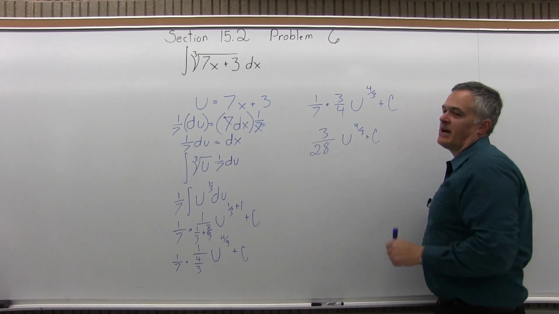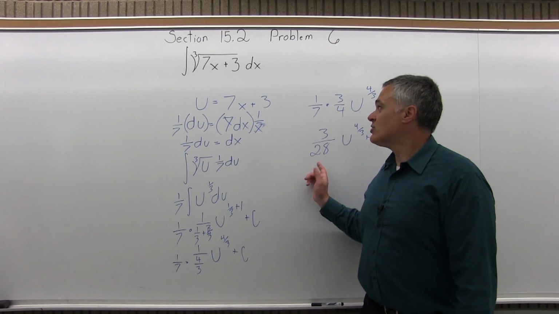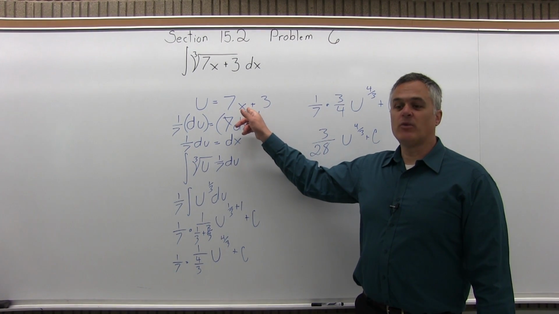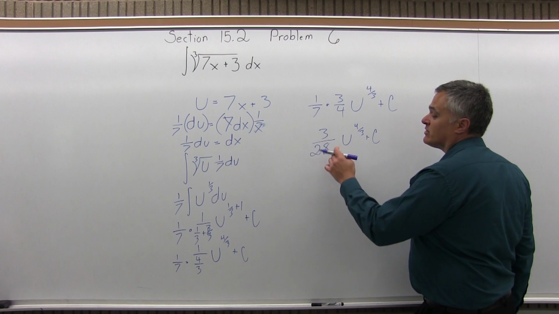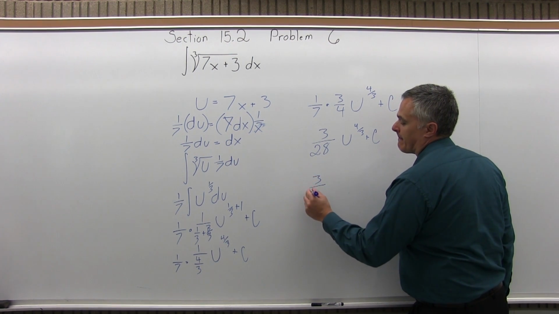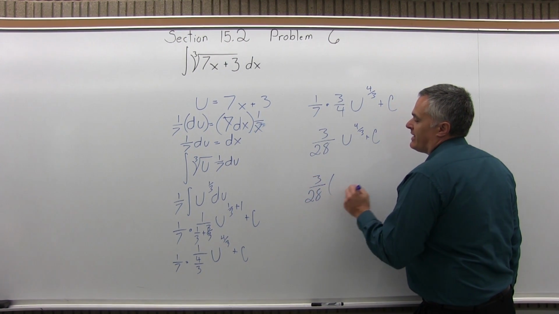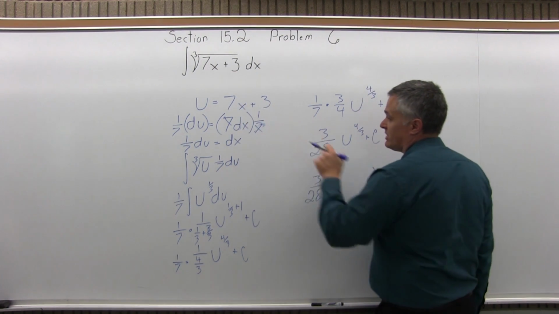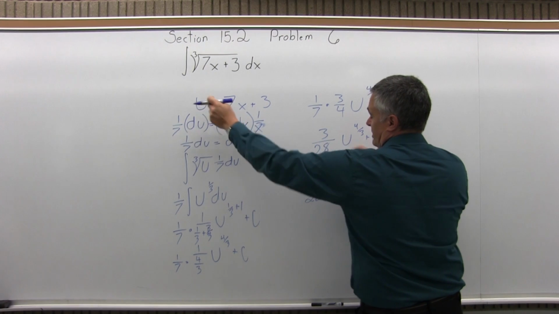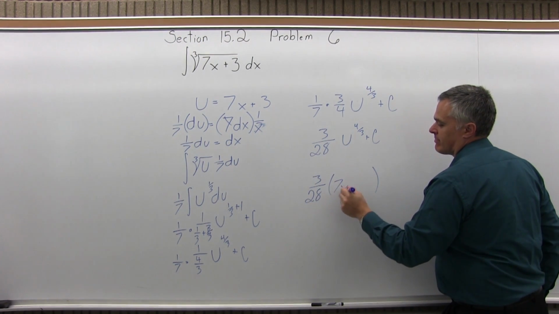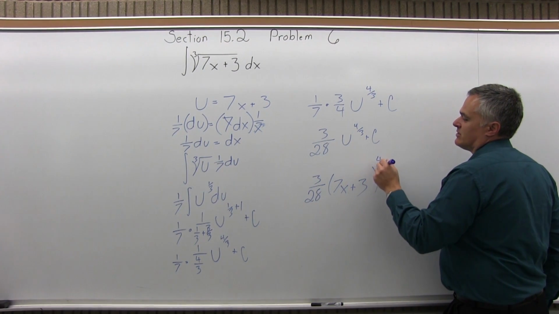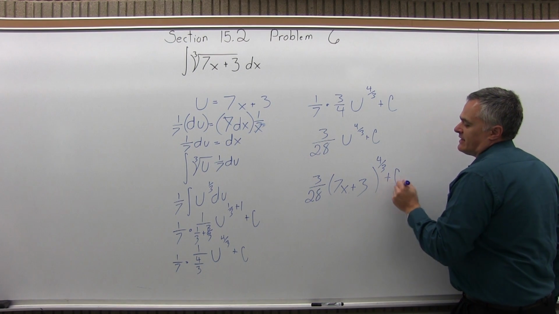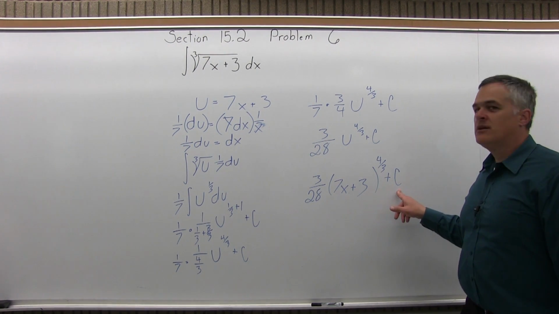Now that I have it simplified, I can go ahead and write the answer in terms of the original variable, which was x. So the 3/28 in front I will leave in front. But instead of u to the 4/3, I'm going to write 7x plus 3 to the 4/3 because that is what u is equal to. 7x plus 3 to the 4/3. And at the end of my answer, of course, there is a plus c.